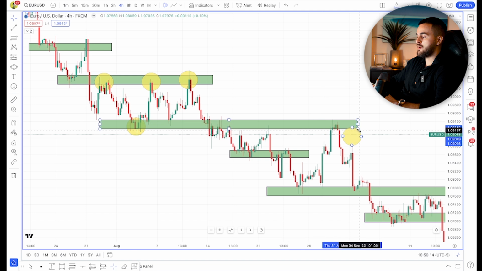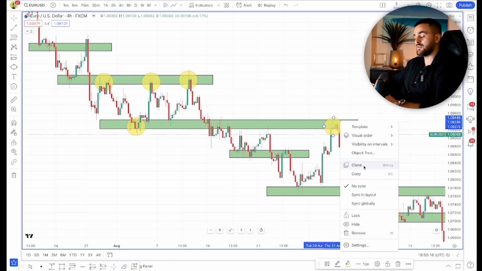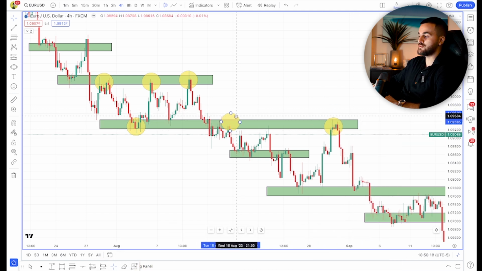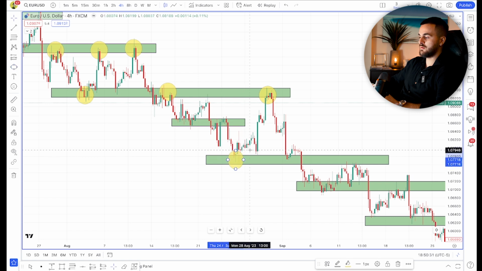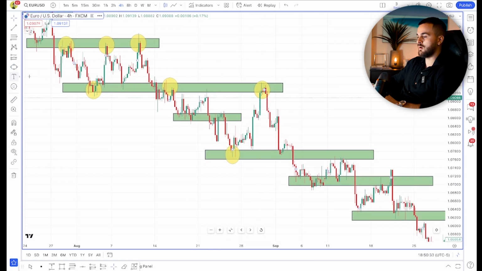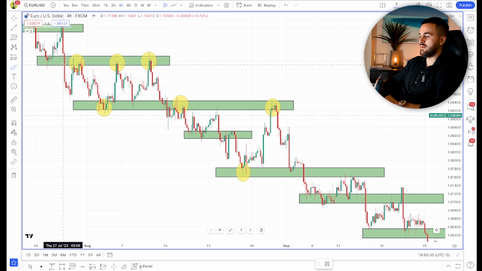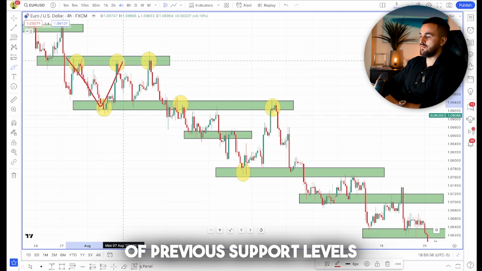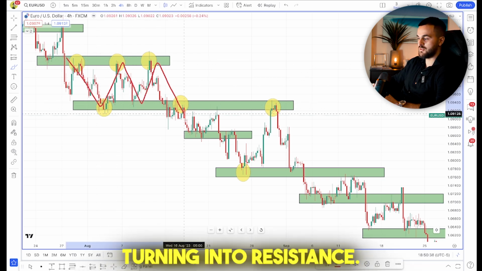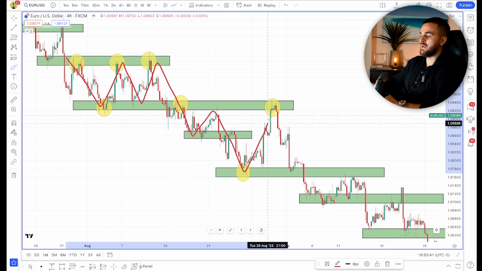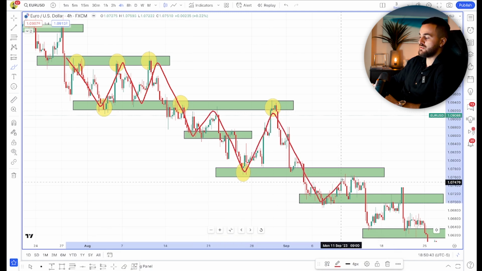How do you do that? Market structure. We look at market structure a lot, uptrend versus downtrend. If you look at EUR USD here, we could see a perfect example of where the market was in a downtrend and giving us break and retests of previous support levels turning into resistance. Really simple strategy that you just need patience to work.